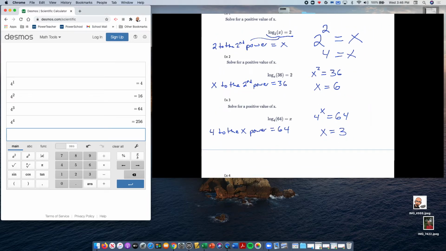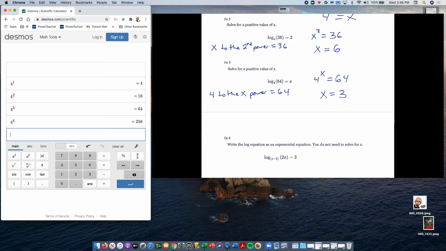I know Photomath will do these. It's just not going to help you when you have to do the problems.